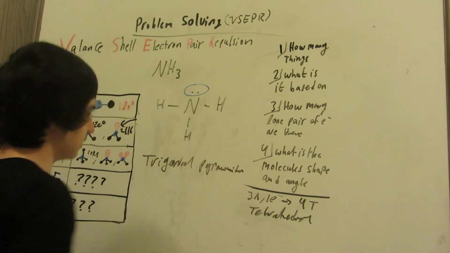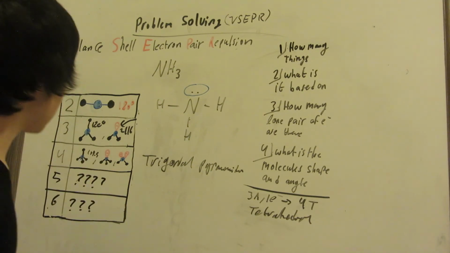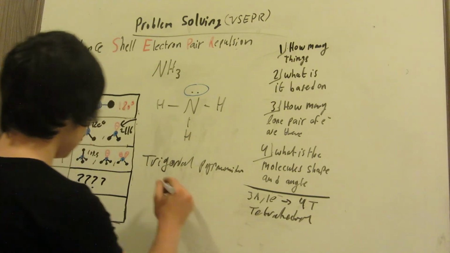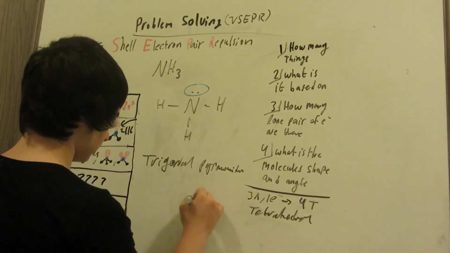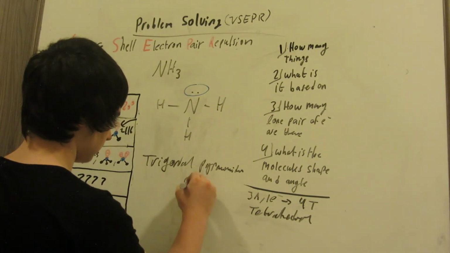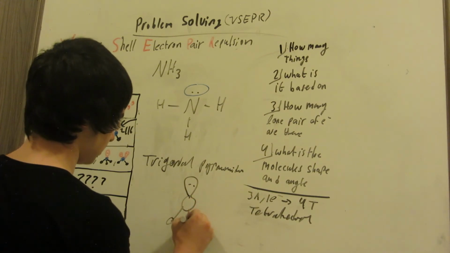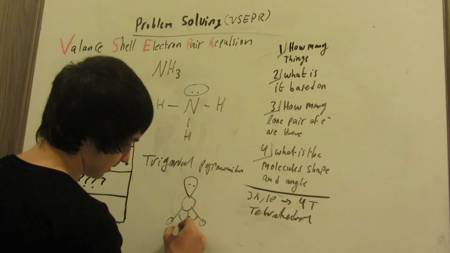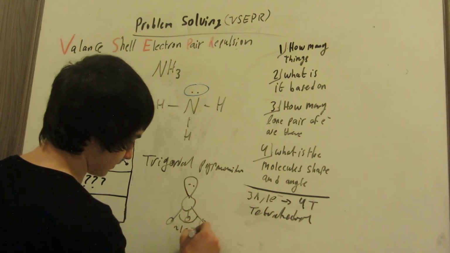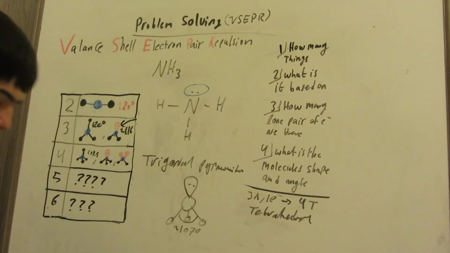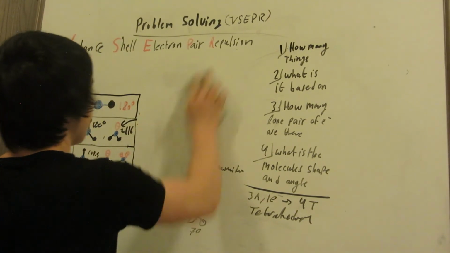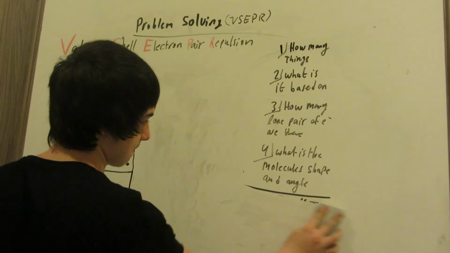So trigonal pyramidal. And in that way, we need to know the bond angle. So trigonal pyramidal is going to have an angle of, as you said, approximately 107 degrees. Okay, great. So let's go to the next shape.